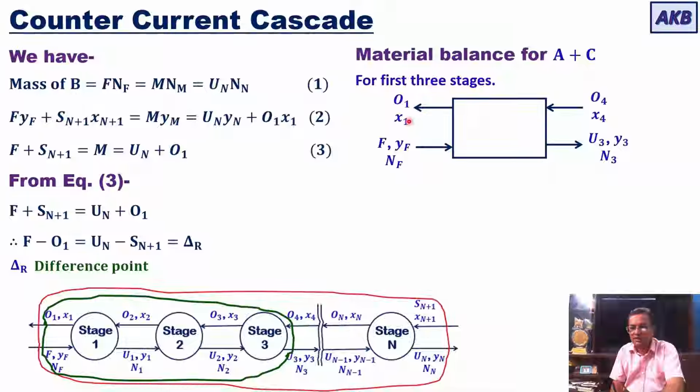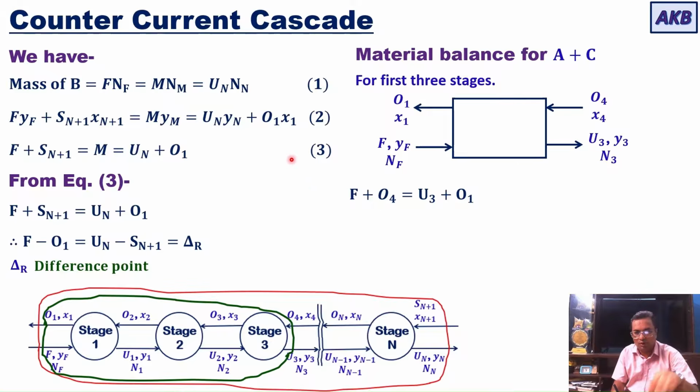And the other one is overflow that is coming from stage number 1. Now, let us write material balance for solution A plus C for these 3 stages or for this rectangular block. So, this will be input is equal to output.